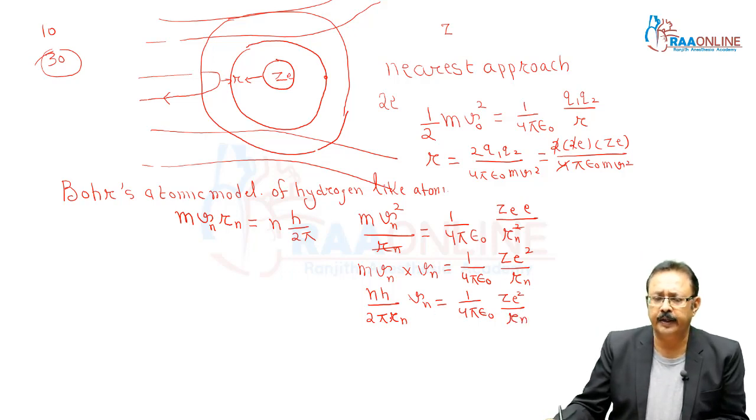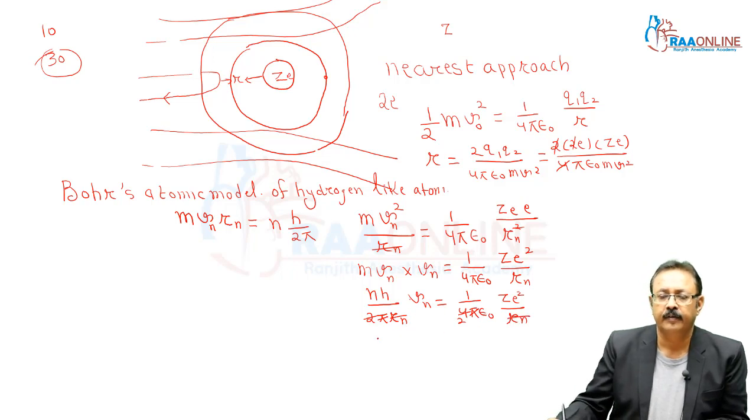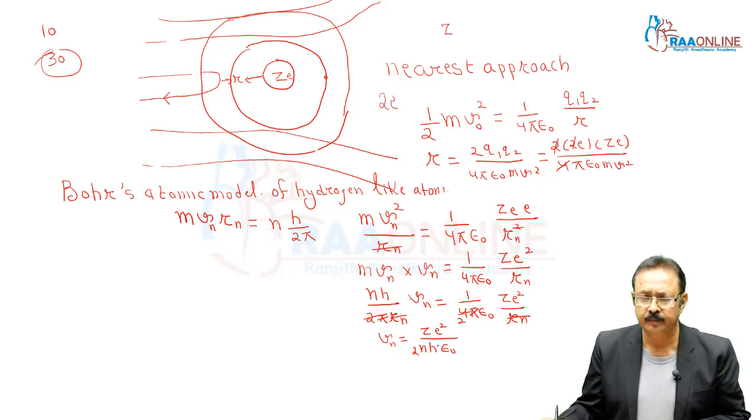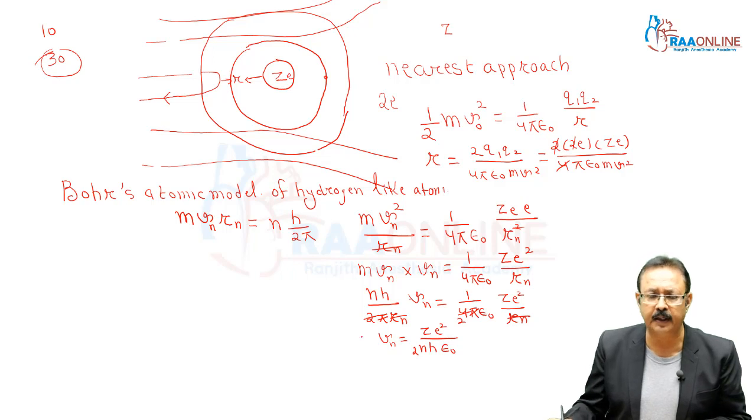First we cancel pi with pi, 2 with 4, and Rn with Rn. First we are getting Vn. What is Vn? Vn is Ze square upon 2nh epsilon naught.